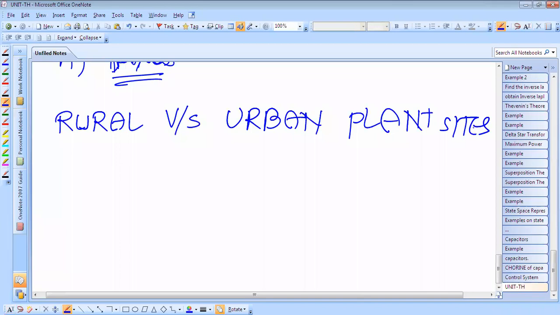So while selecting the plant in the city, there are some advantages. The city is very well connected by train, by road, by air also. Okay, so it provides a good market also. The right labor force is also available in the city. It has good hospitals, marketing centers, schools, banks. Recreational facilities are also there.